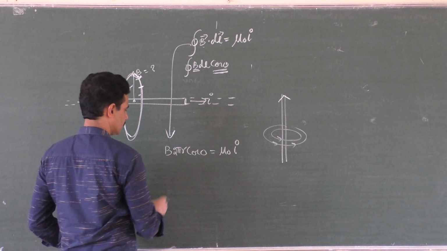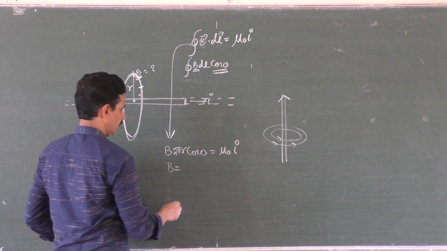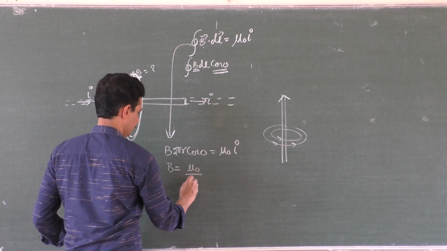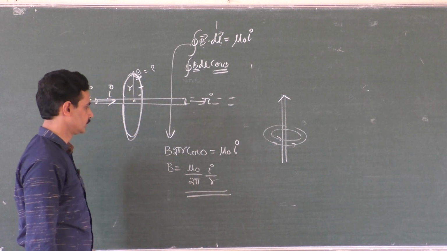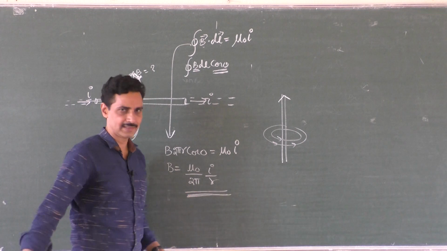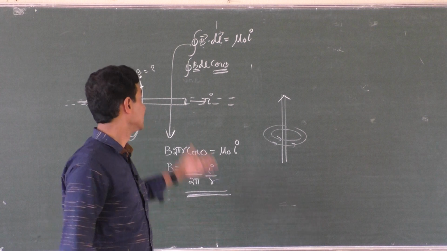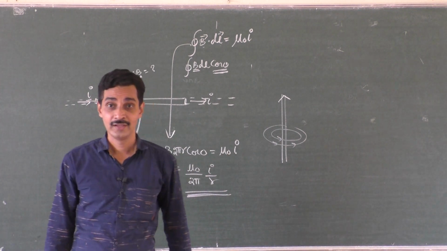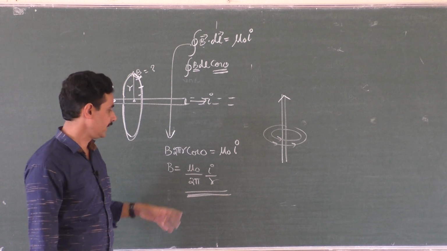Then what will you get? The magnetic field B due to a straight conductor carrying current is mu naught by 2 pi, I by r. That is, B times 2 pi r equals mu naught I. So this is an important formula at least, and this is one of the applications of Ampere's circuital law: mu naught by 2 pi, I by r.